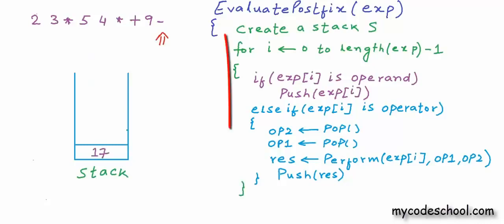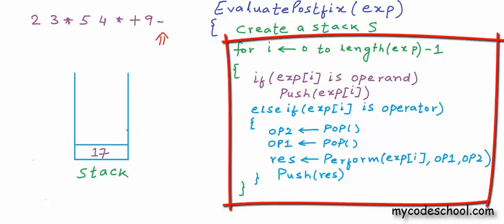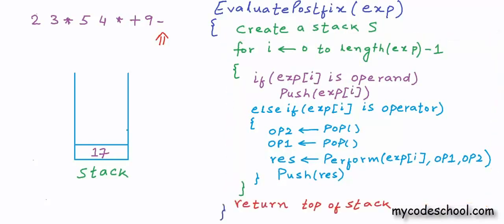At this stage we will be done with the loop. We are done with all the tokens, all the operands and operators. The top of the stack can be returned as the final result. At this stage we will have only one element in the stack, and this element will be my final result.